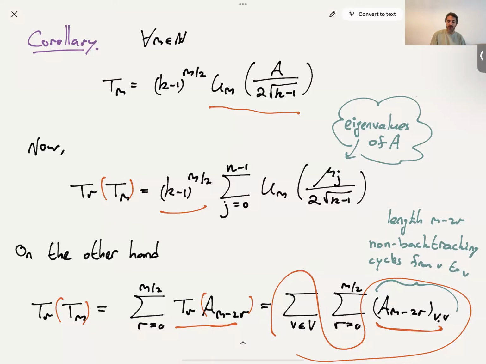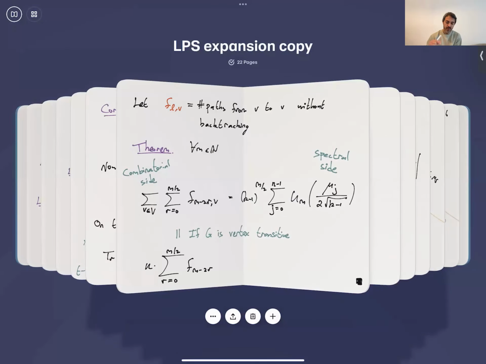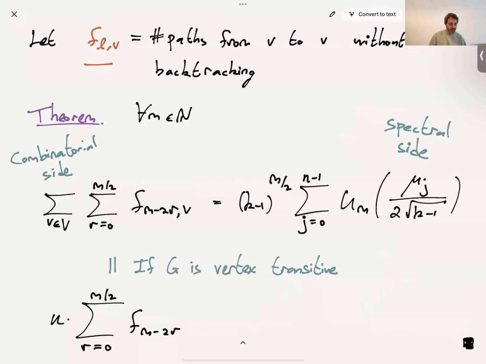So on one hand, the trace of T to the M can be expressed spectrally using the Chebyshev polynomials. And on the other hand, they give you this combinatorial information about non-backtracking walks or cycles of a given length. So if you denote by f sub l,v the number of paths from V to V without backtracking, then what we just proved is this equality here. On the spectral side, you have this expression involving the Chebyshev polynomials applied to the spectrum. And on the right-hand side, it's the combinatorial side: you go over all vertices, and for each vertex, you iterate over all r's between 0 and m over 2, and you look at how many paths from V to V you have of this prescribed length which are non-backtracking. It's kind of remarkable, I think.